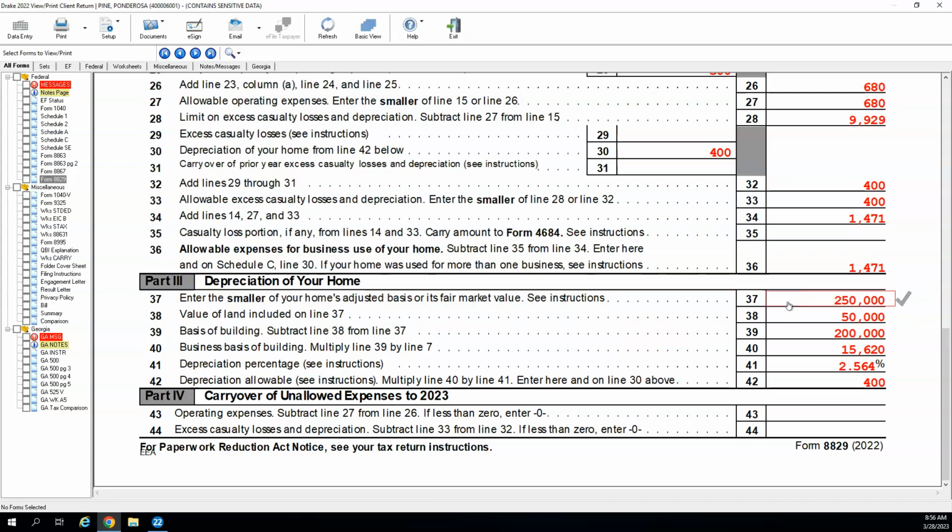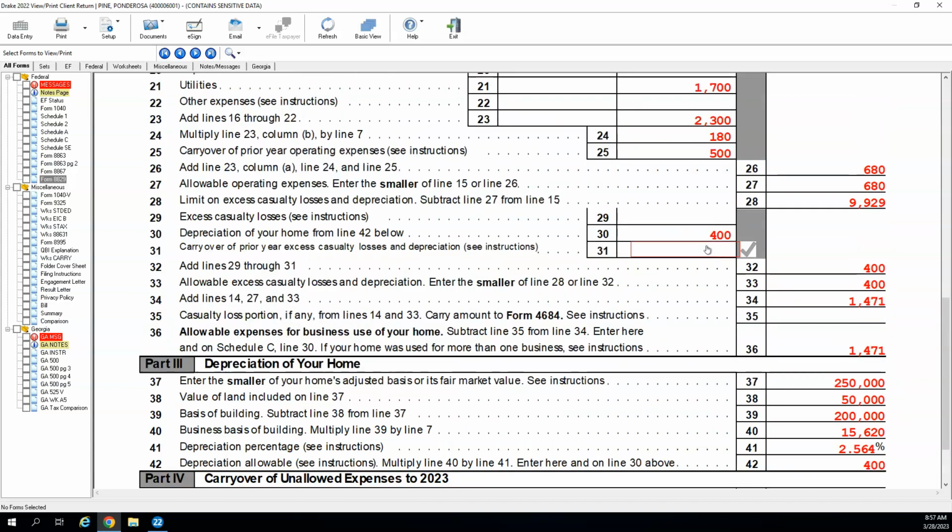So in this example, Ponderosa Pine has a $300,000 home. We valued the land at $50,000, and so then that leaves the home at $250,000. You do not depreciate land, so this will never change, okay? So then that leaves you with the basis of the building at $200,000 and the business basis of $15,620, which is the 7.81%. And this is a depreciation percentage set by law. So the allowable depreciation for this year is $400. So that $400 is here.